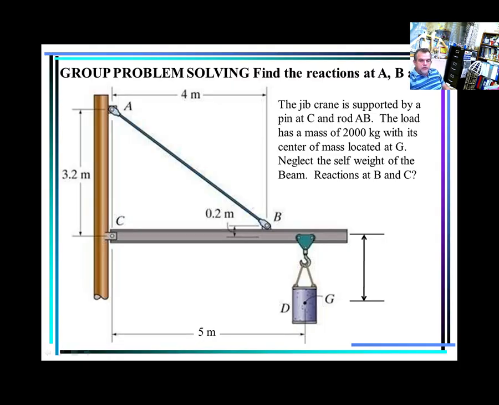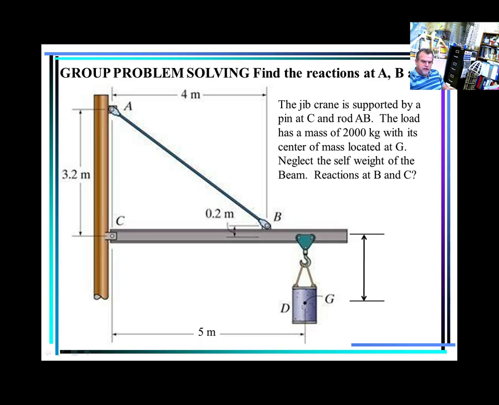And then I went through this and I said, okay, look at this thing. This is a really nice problem. You have to check it. You have to verify this problem. And I said the jib crane is supported by a pin at C. This is a pin here, and a rod AB. The load has a mass of 2,000 kilograms.